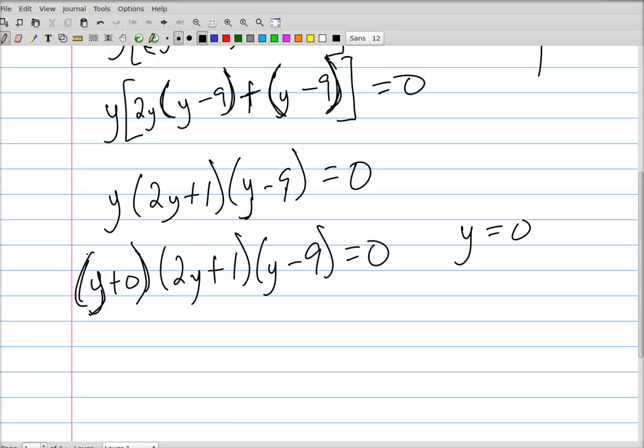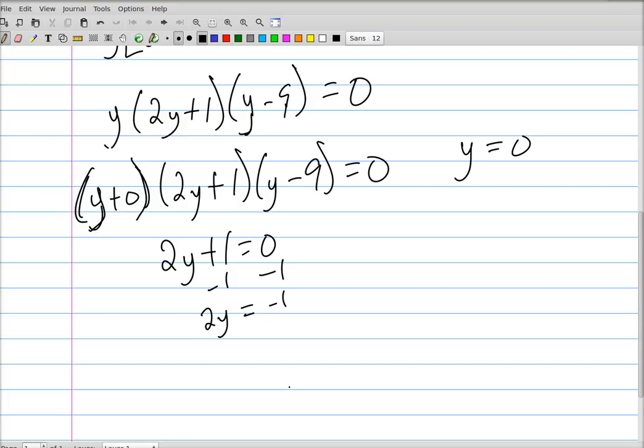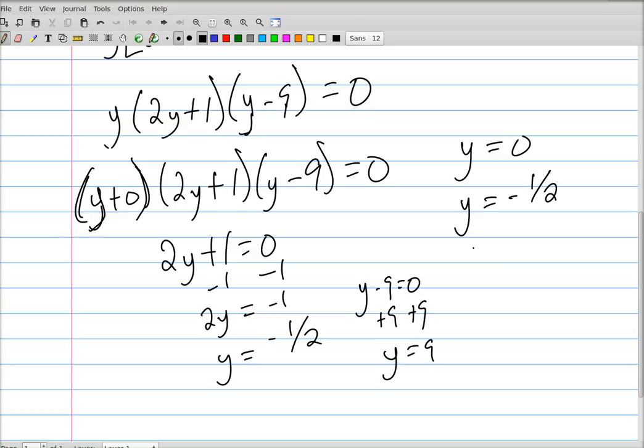You don't have to write this out every time, obviously, but it's just a way that I help myself make sense of that rule, why we make this y right here equal to 0 in this situation as one of our answers. For the rest of it, we're just going to set the 2y plus 1 equals 0, and we're going to solve. Real simple. 2y equals negative 1, and so y equals negative 1/2, because we divided by 2. And then, of course, y minus 9 equals 0. We solve that, and we get that y is equal to positive 9.